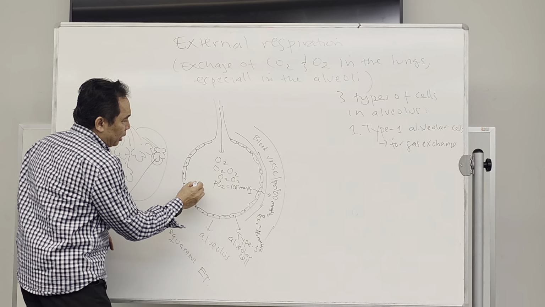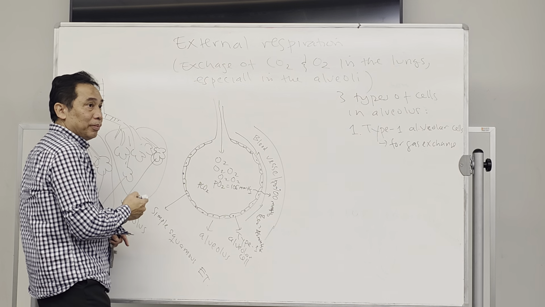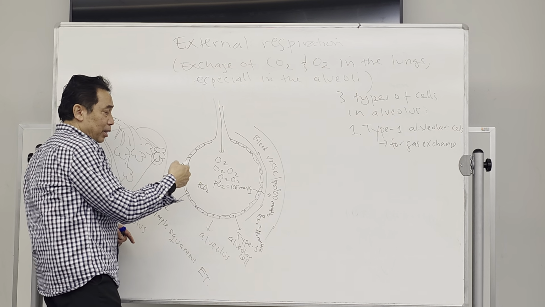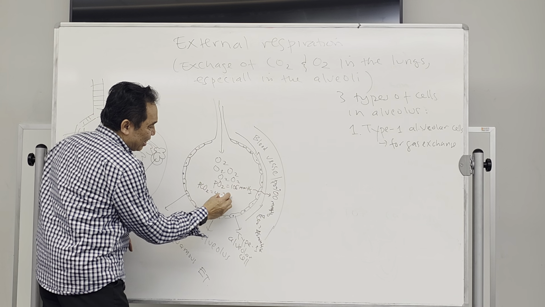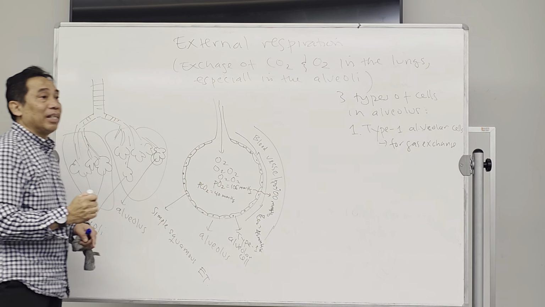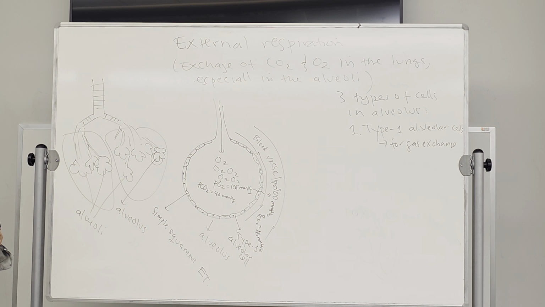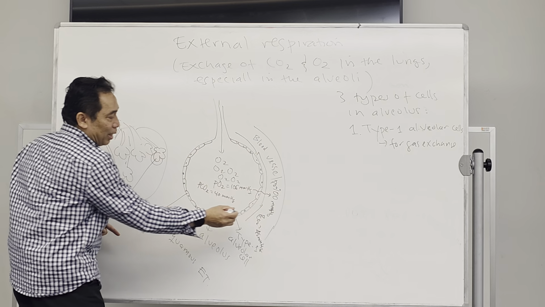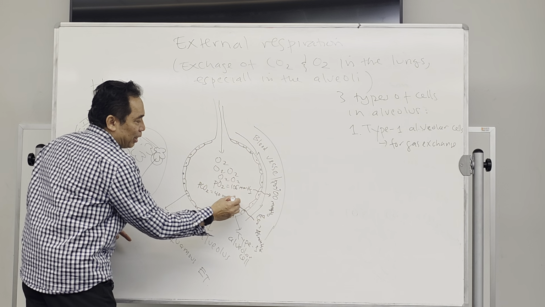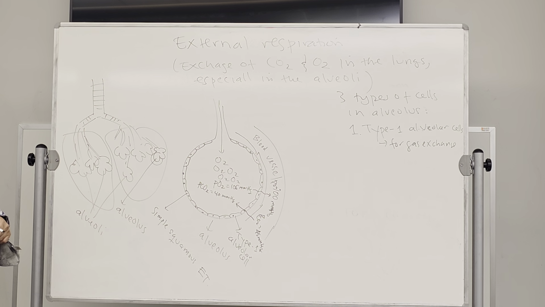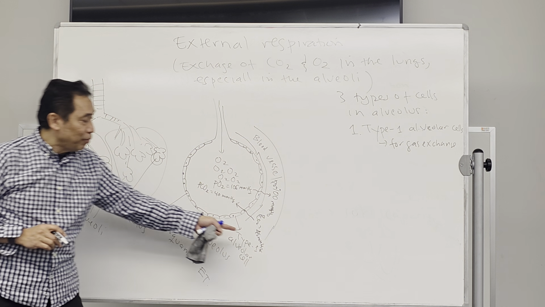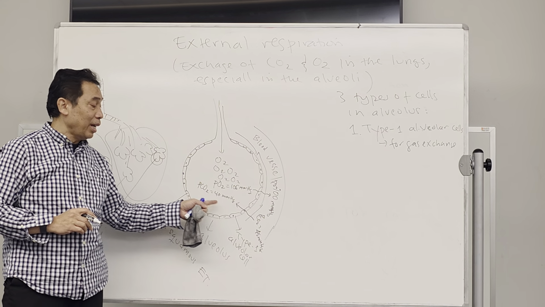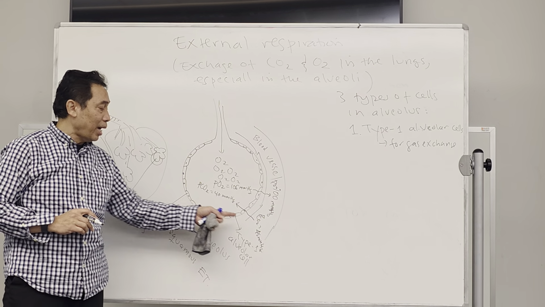While the PCO2 in the alveolar cell is around 40. Okay, so what does it mean? The carbon dioxide will move from the blood to the alveolus, to the sac of the alveolus, because 45 goes to 40, higher to lower.